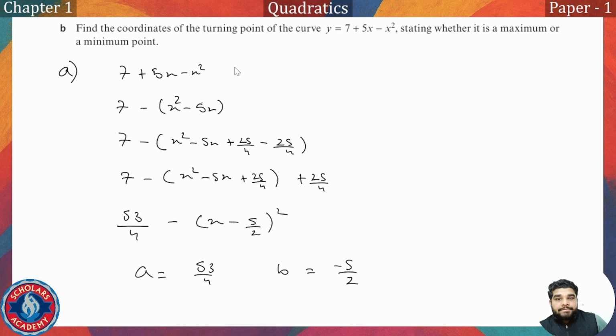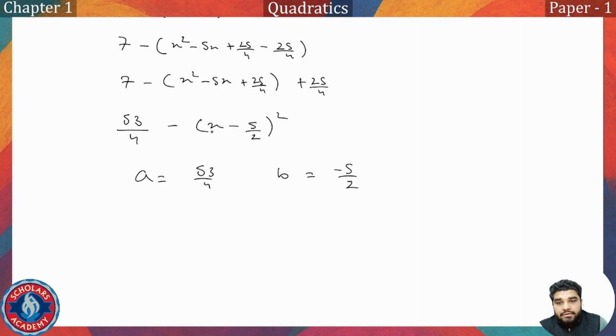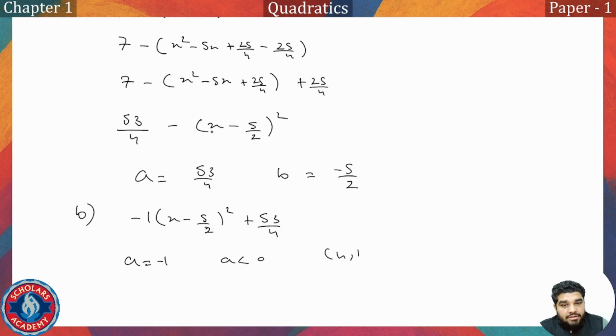Now part b says we need to find the turning point of the curve and state whether it is a point of maximum or minimum value. Okay, so now if I compare this equation, negative 1 (x minus 5 by 2) whole square plus 53 by 4, a is equal to negative 1, a is less than 0. It means h comma k is a point of maximum value.